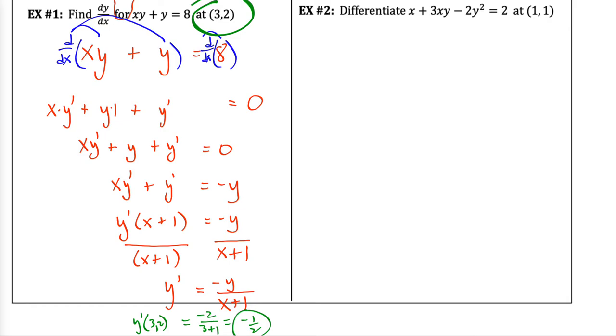I wonder why it started with points. I guess I didn't even notice that. Normally we're just practicing implicit differentiation first. Whatever.